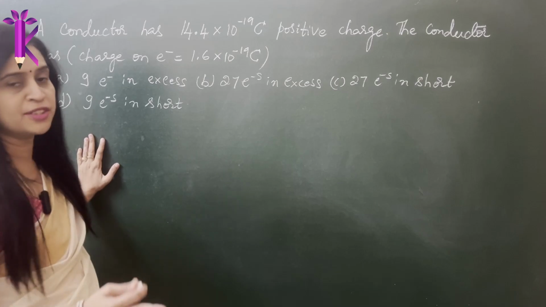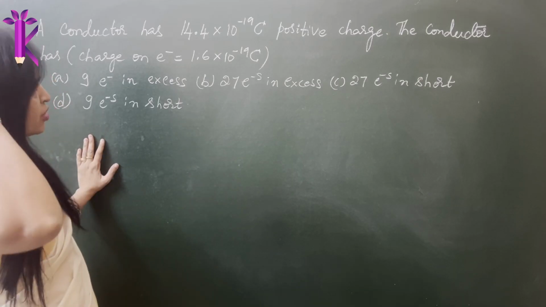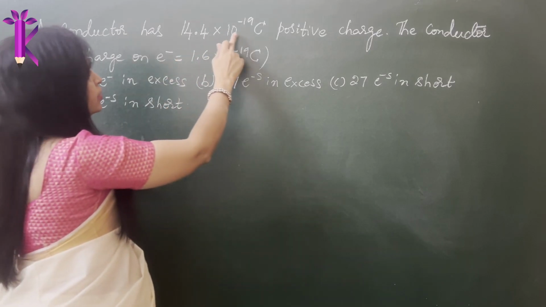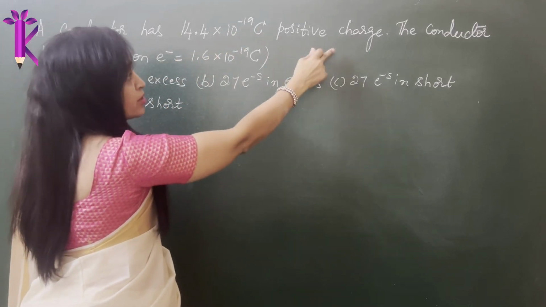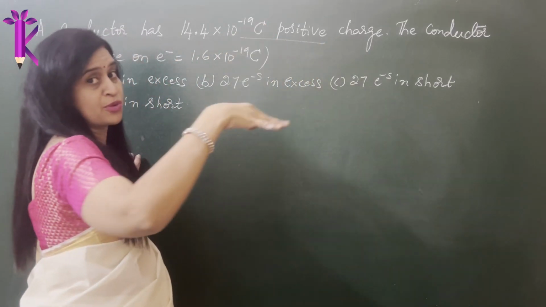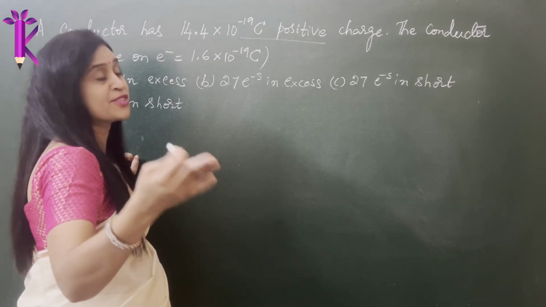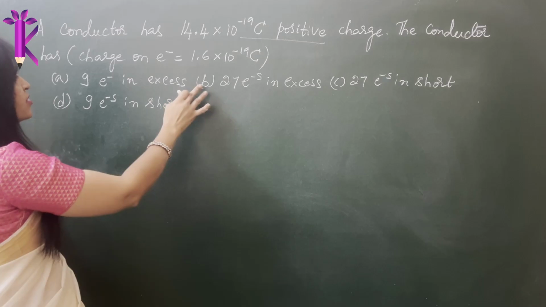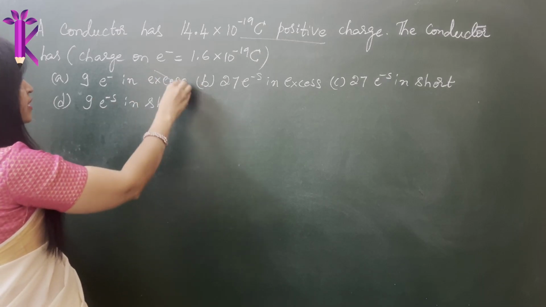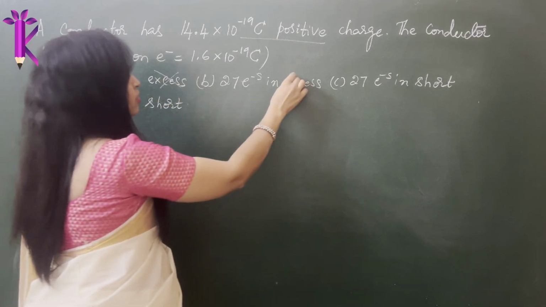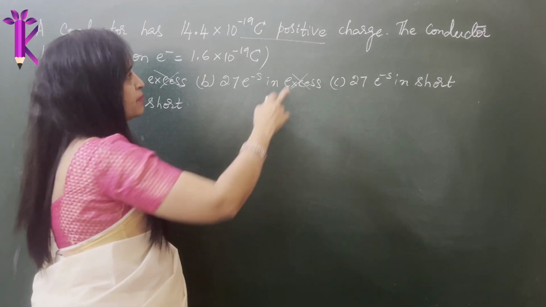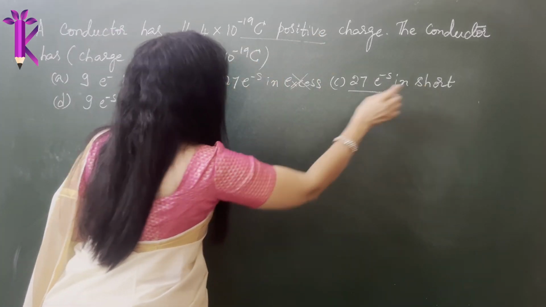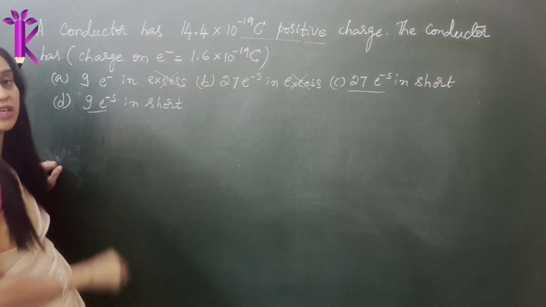So here is another numerical again on your conceptual thing, the quantization of charge. A conductor has 14.4 into 10 to the power of minus 19 coulomb positive charge. So it is positively charged, which means electrons have been removed. There is a shortage of electrons. Please remember that. What is the charge? So it is 9 electrons in excess. No, it cannot be excess. So 27 electrons in excess. No, it cannot be excess, because it is a positively charged particle. So there has to be a shortage. So it has to be either of these, because both of them have a shortage answer.